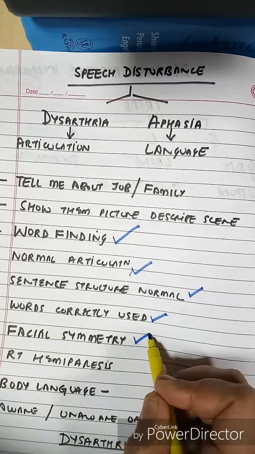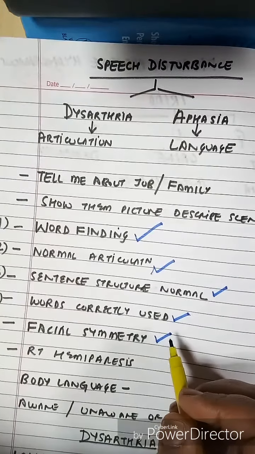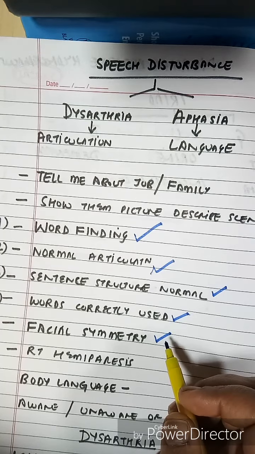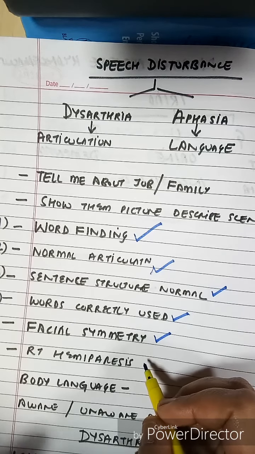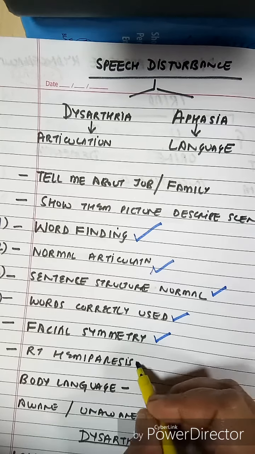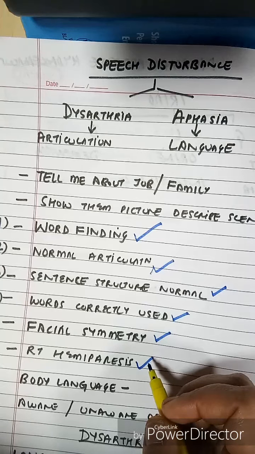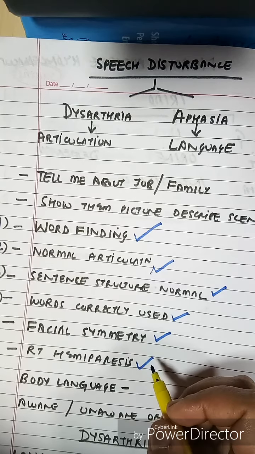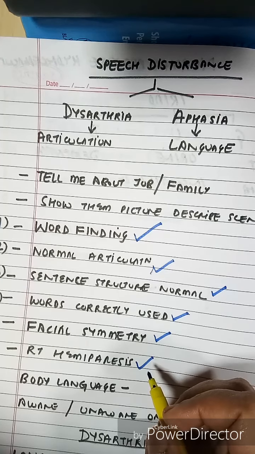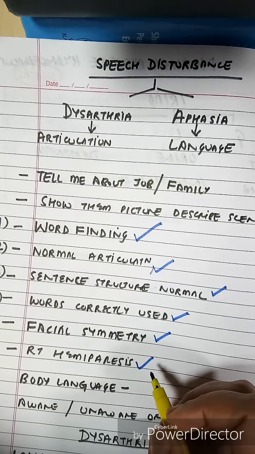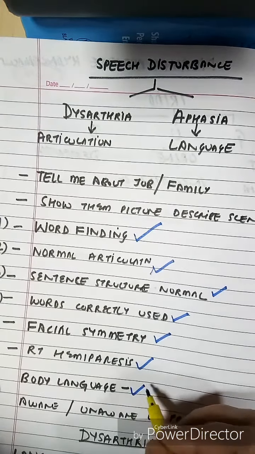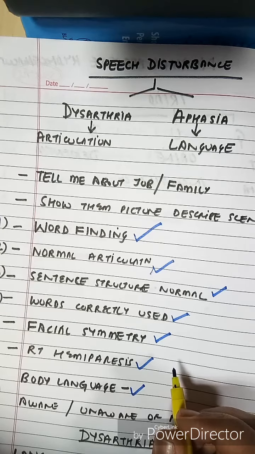Side by side, you will see whenever he's speaking whether facial asymmetry is present or not. And if the patient is left dominant, whether the right-sided upper limb is moving normally or not. Right hemiparesis along with the speech disturbance tells you about a left MCA territory stroke.